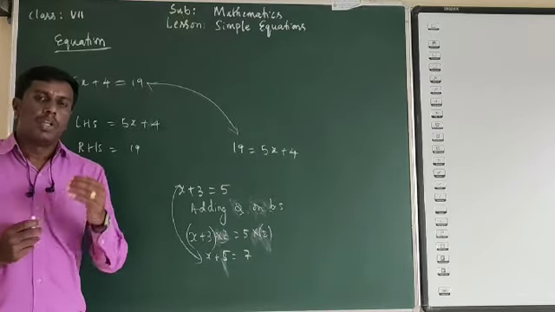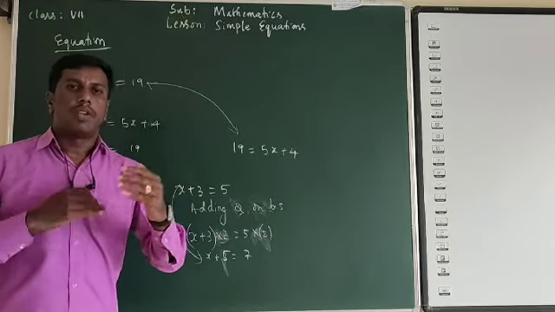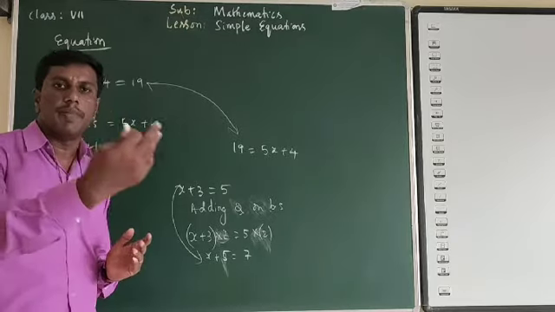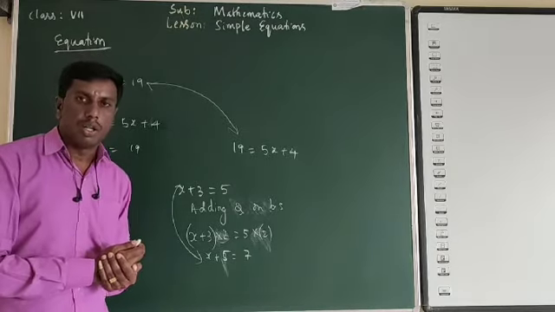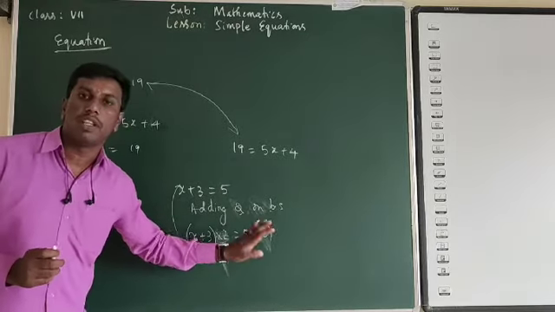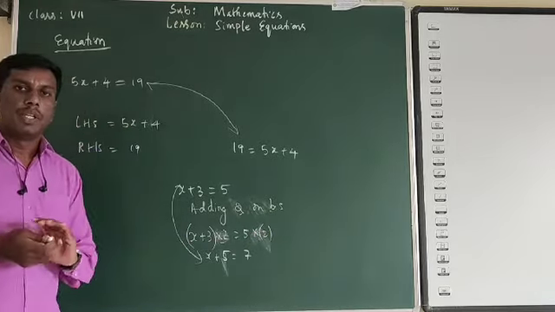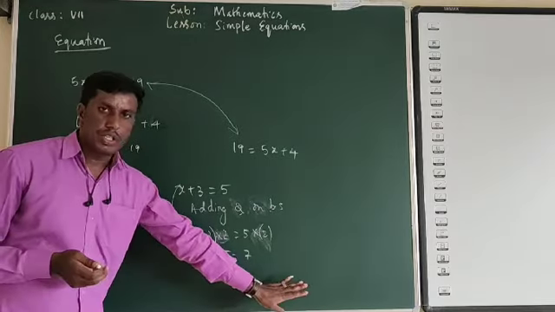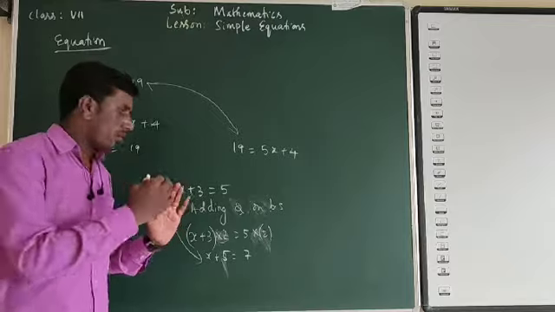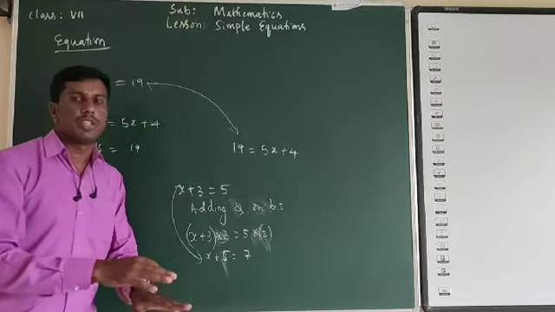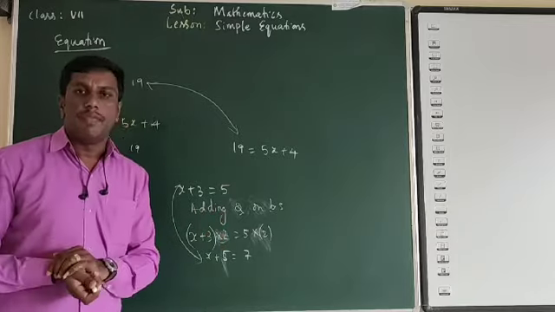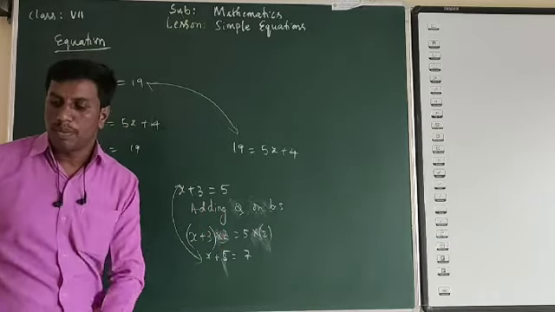So in equations, whatever operations you are going to do, you have to do them for both the LHS as well as the RHS. If you do it only for the LHS, that will affect the value of the variable. If you do it only for the RHS and not the LHS, that will also affect the value of the variable. But if you do it for both the LHS and the RHS, that will not change the value of the variable. You need to remember that.